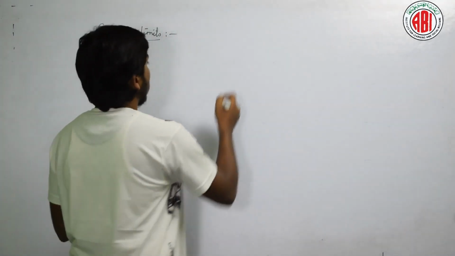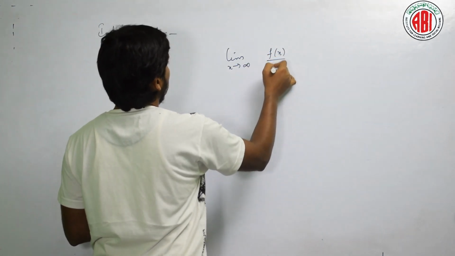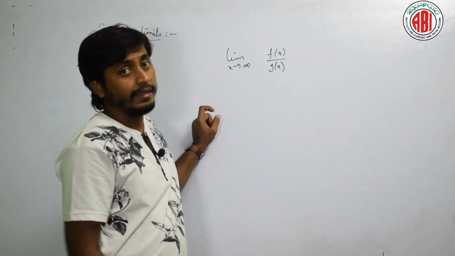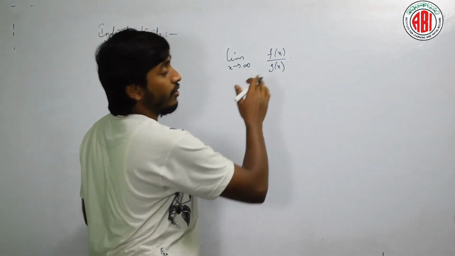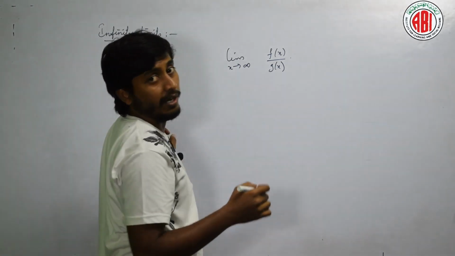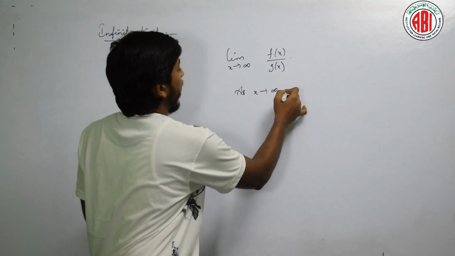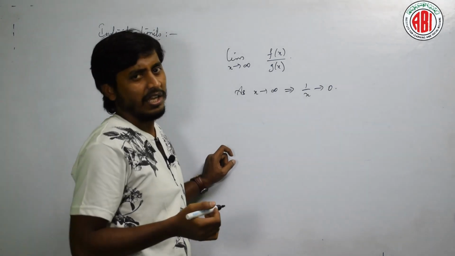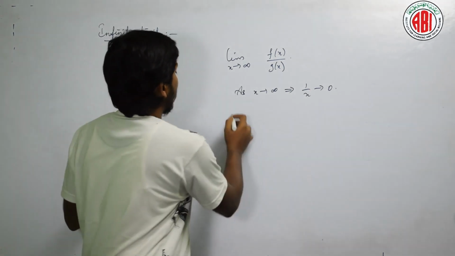For example, if the limit as x tends to infinity of f of x by g of x is in the form of a fraction, then you have to solve it in such a way that you take x as common in the numerator and the denominator. Why? Because as x tends to infinity, I know that 1 by x tends to 0. Is it right? Yes or no? If I take the highest power of x in the numerator, let us see one question.